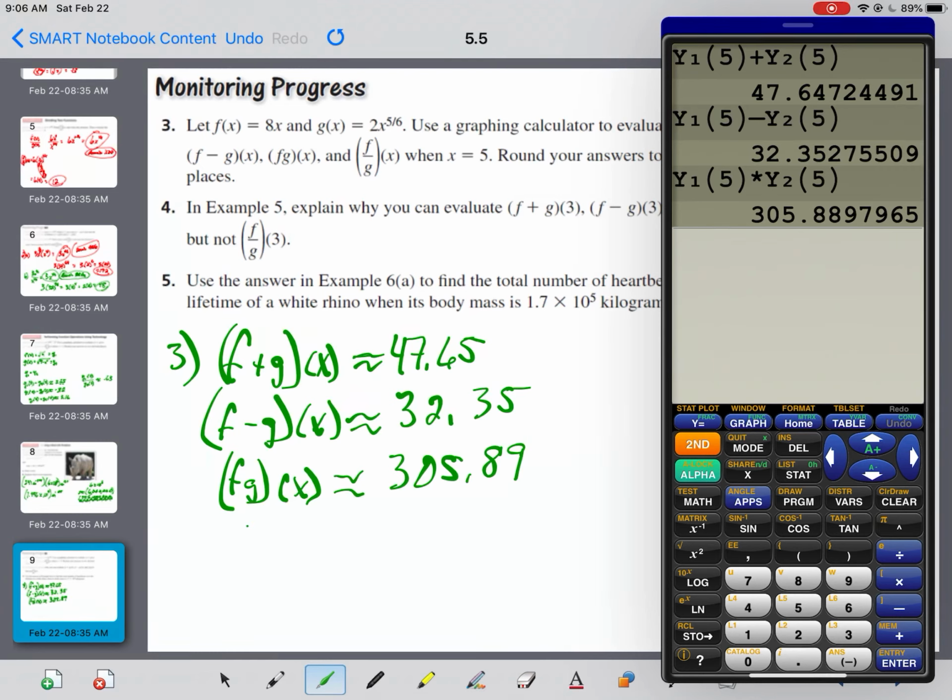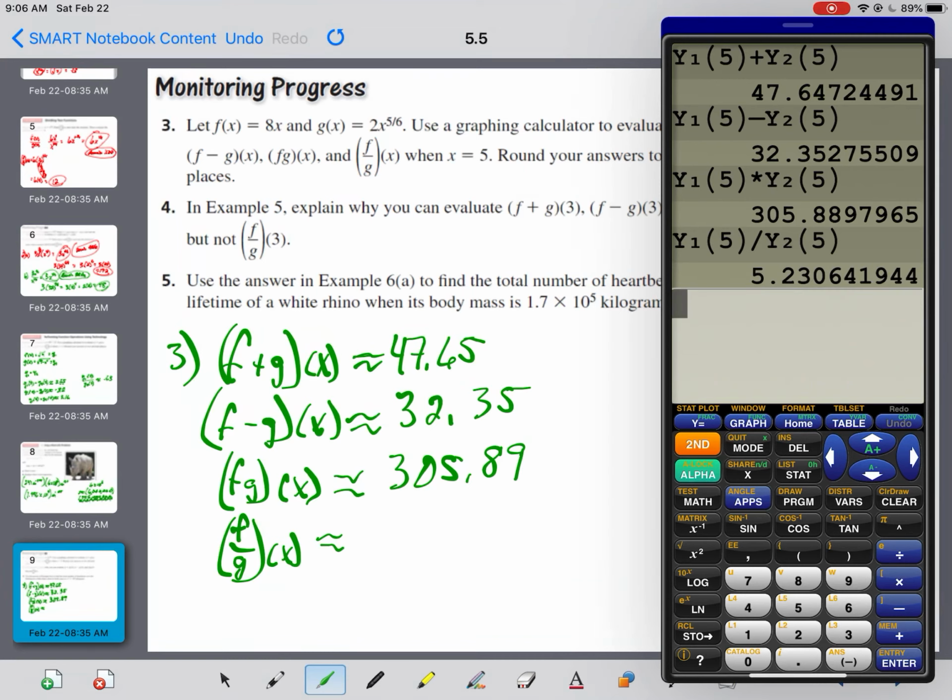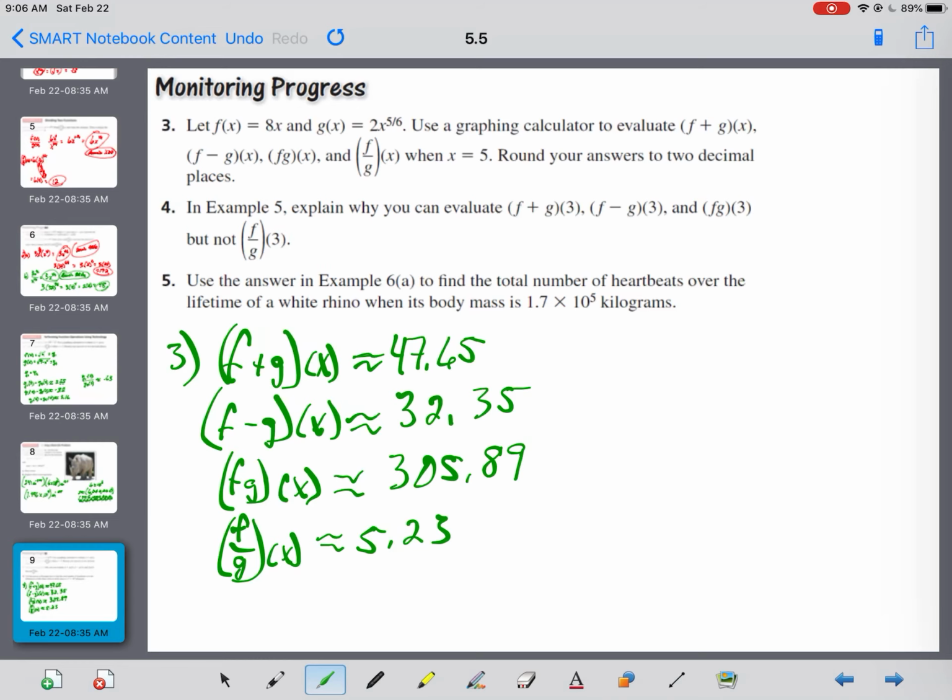305.89, the 9 makes the 8 go up, and f divided by g of x, and enter, change it, divide it, enter it, 5.23. That's what we get for all of those. Okay. In example 5, explain why you can evaluate f plus g of 3, f minus g of 3, and f times g of 3, but not f divided by g of 3.